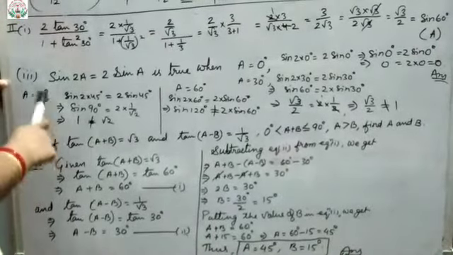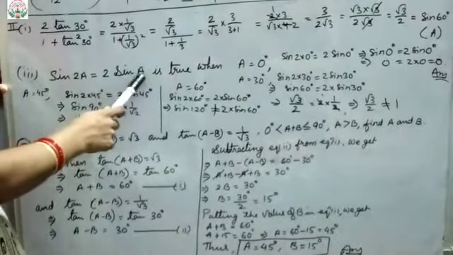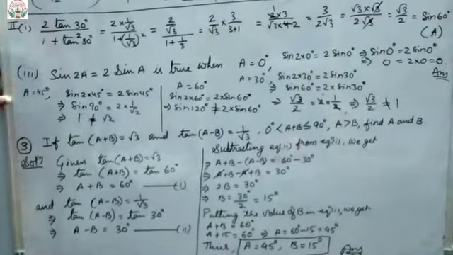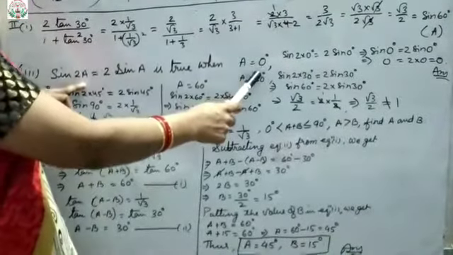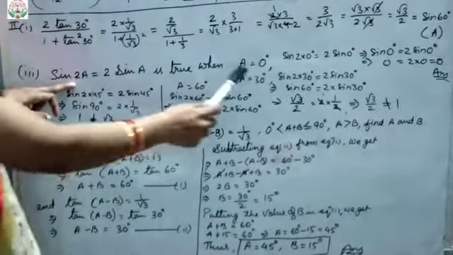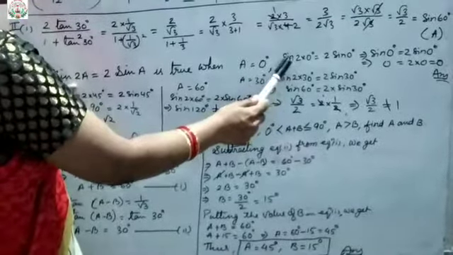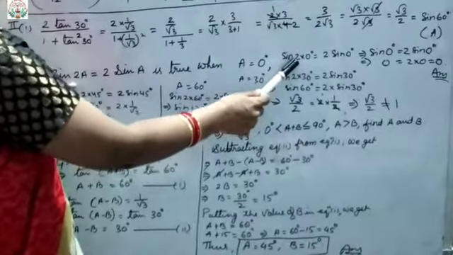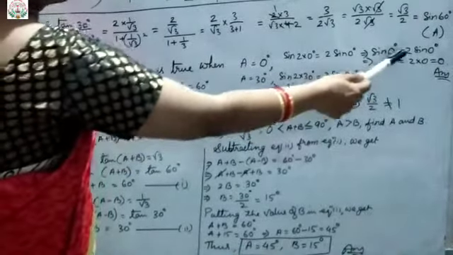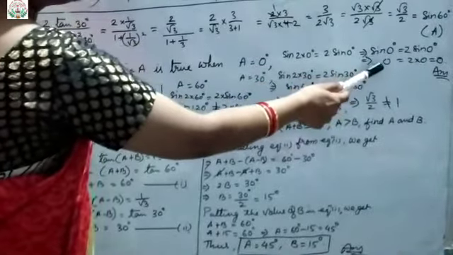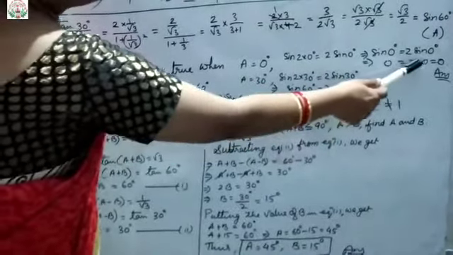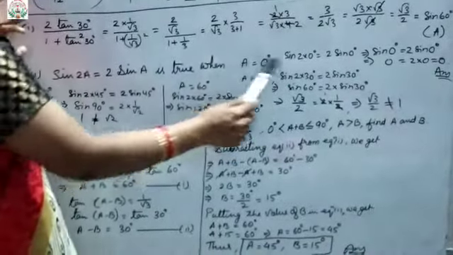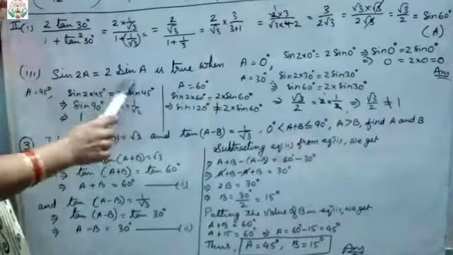Now the third one we will see, that is sin 2a equals 2 sin a. For which value of a this particular statement will be true, we will see. In the first option it is given that a equals 0 degree. If I put the value of a equals 0, what will I get? Sin 2 into 0 degree equals 2 sin 0. So 0 multiplied by anything will become 0. So sin 0 equals 2 sin 0. Sin 0 value is 0 only. So 0 equals 2 into 0, which will give 0 only. So this means this is correct. For A, this equation will be correct.